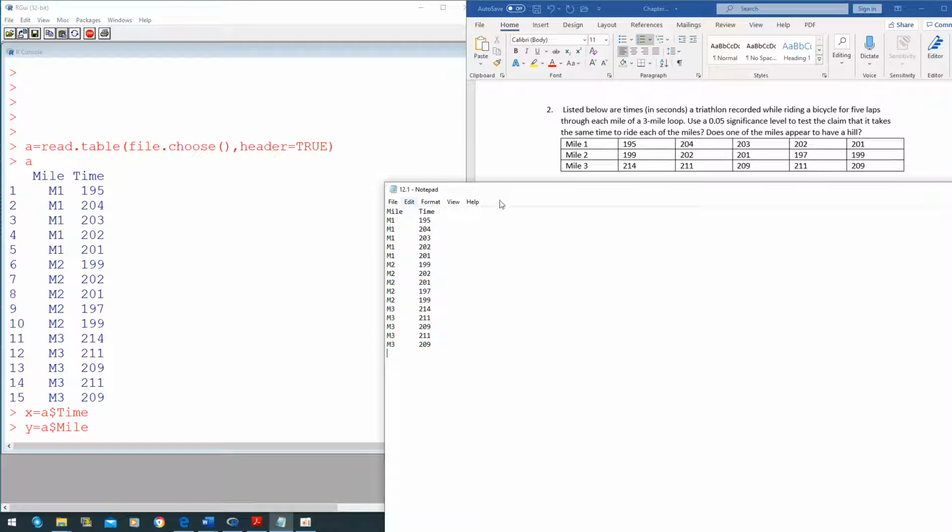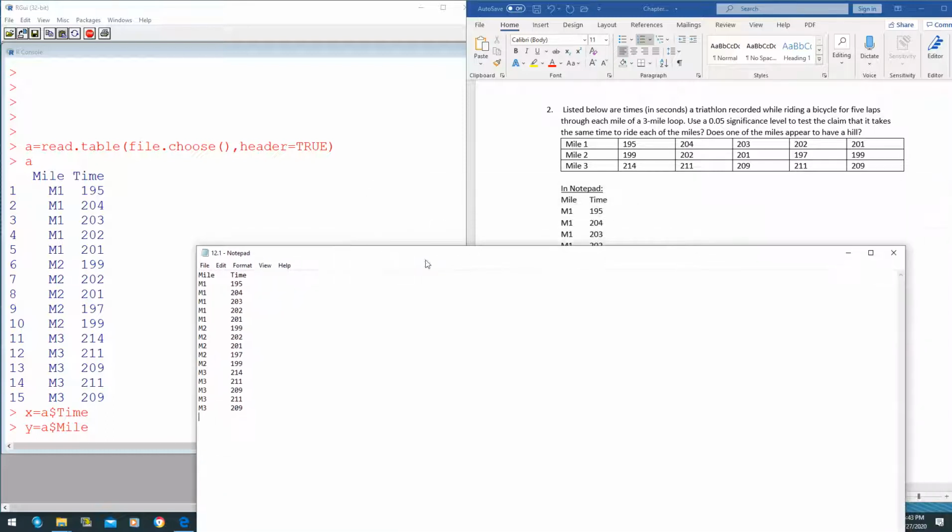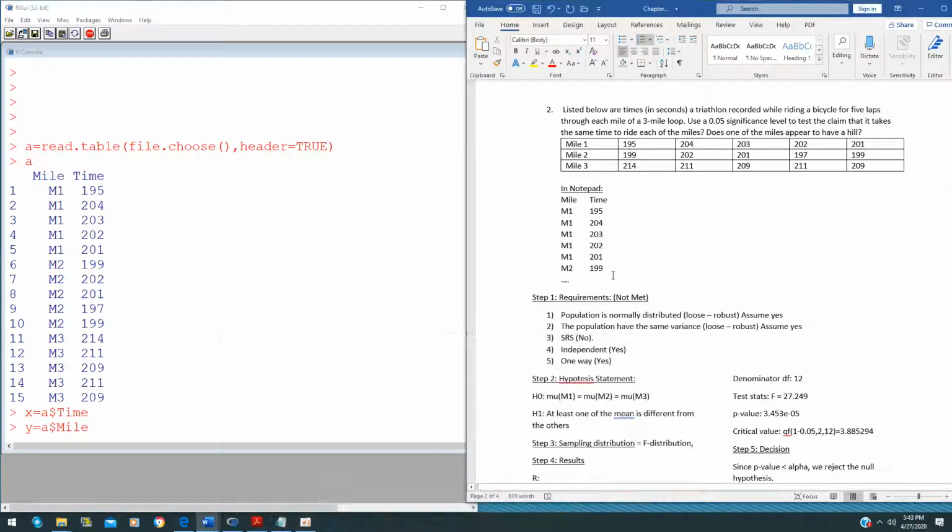This is how you do it if the question gives you a table. Okay, once you save this, we go for the requirement check. The population is normally distributed. Again, we assume yes, it is robust or loose. The population has the same variance. Again, we assume yes, robust and loose. Simple random sample: this question did not say it is a simple random sample, so we cannot assume that. In this case, it's no.